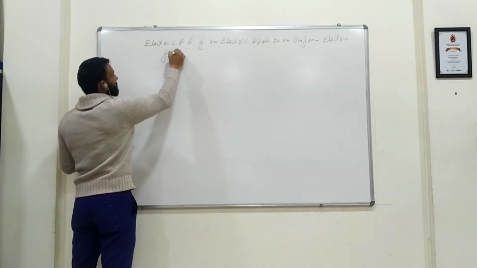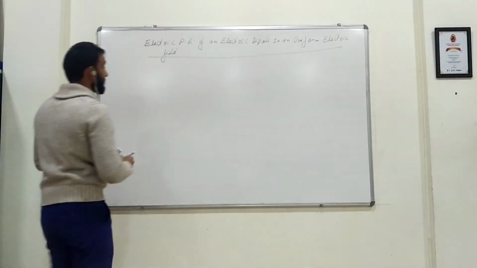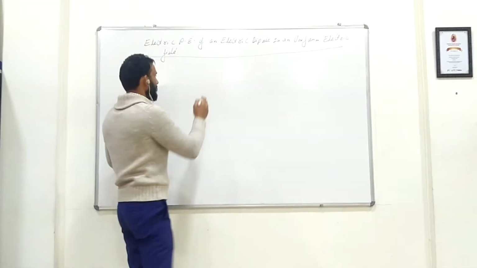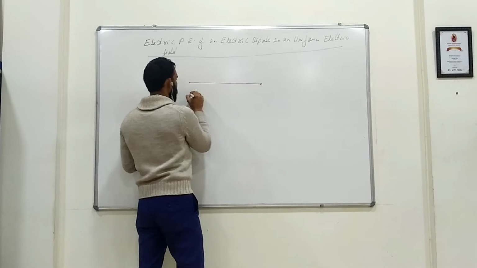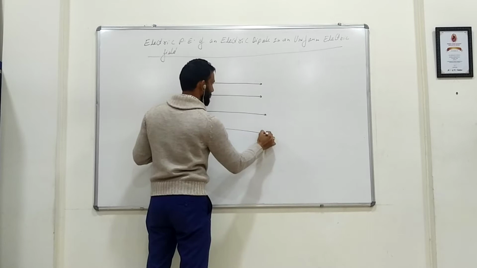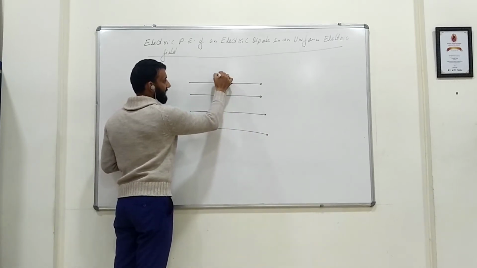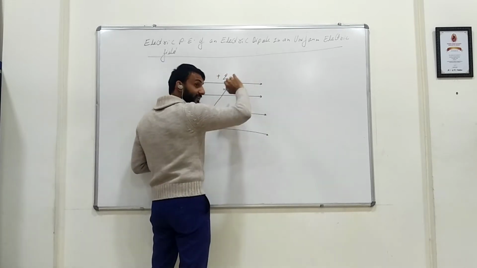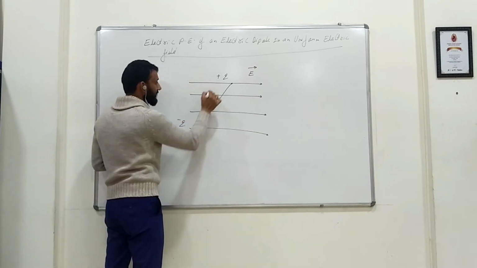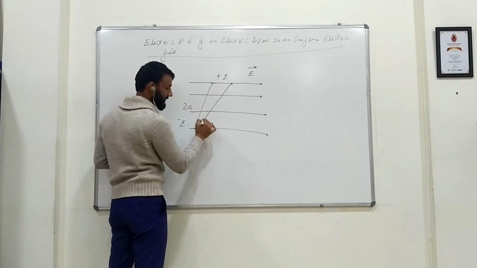Right? So we have a uniform electric field. I hope that you understand how to represent the uniform electric field. In order to represent it, you should always draw parallel lines like this, right? And I have to keep a dipole here. This is the dipole. Let us say this is plus q. Electric field is always in the direction of the positive charge. This is minus q, separated by a distance 2a, and this angle is theta, right?